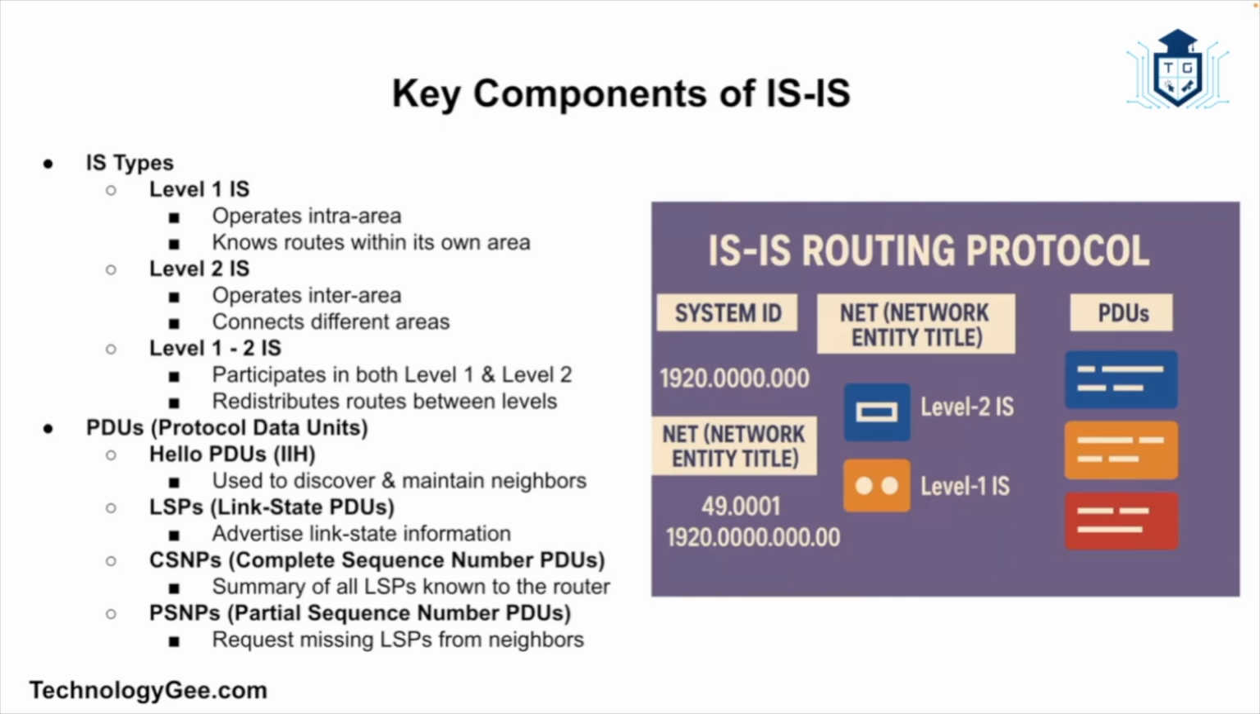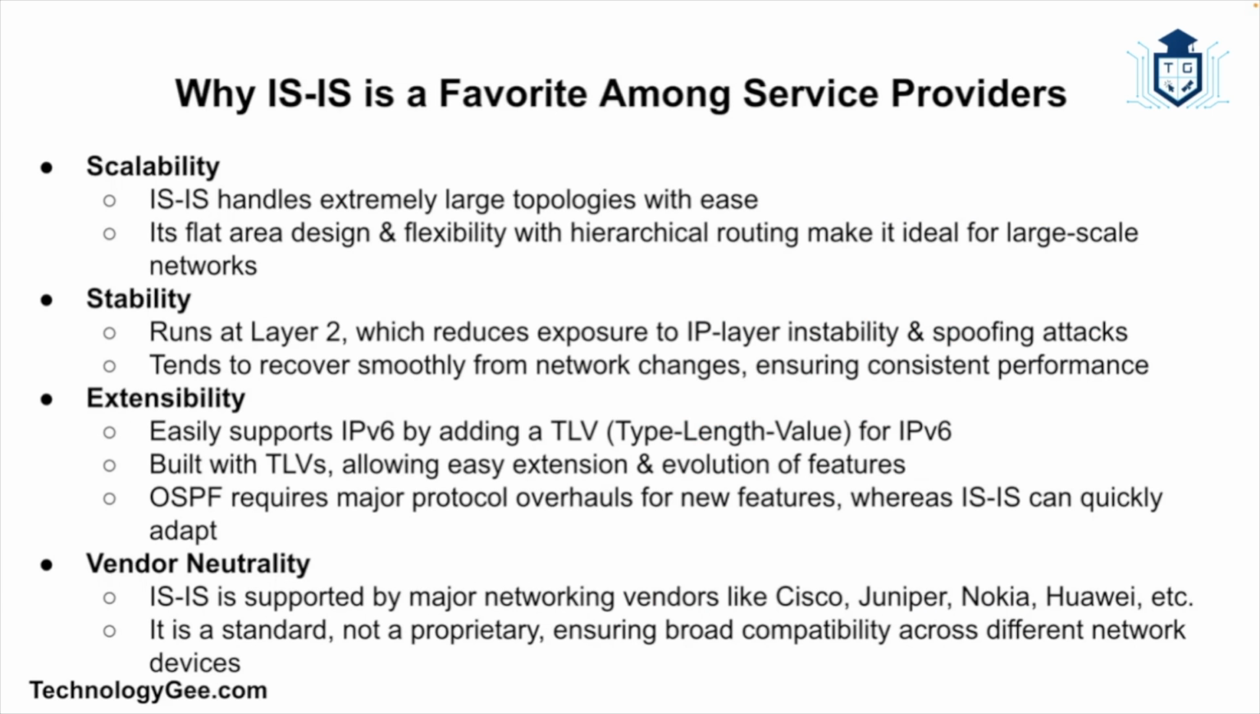And then we have what are called PDUs. There are several types of PDUs in ISIS. You got your Hello PDU, and this is used to discover and maintain neighbors. You got your LSPs. They advertise link state information. You have your CSNPs, or complete sequence number PDUs, and they provide a summary of all LSPs known to the router. You have what are called PSNPs, or partial sequence number PDUs, and these are used to request missing LSPs.